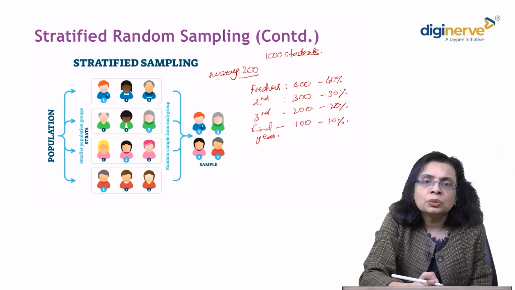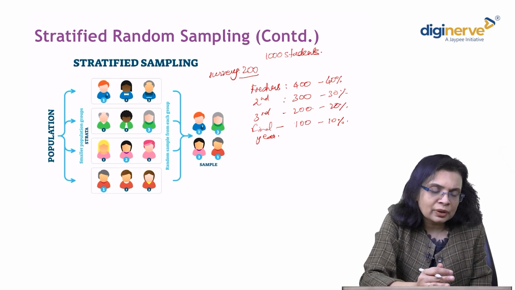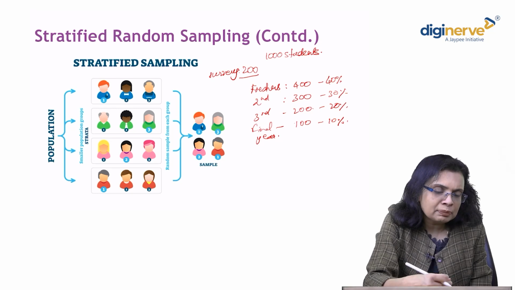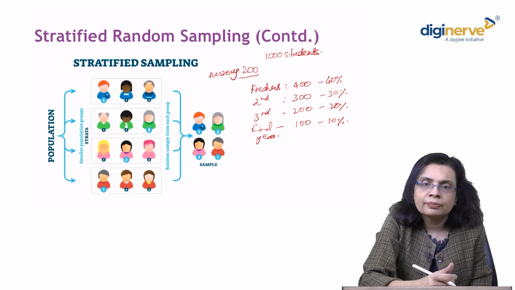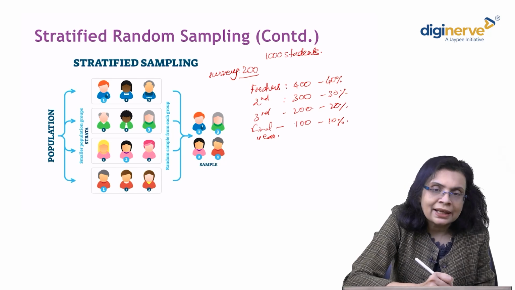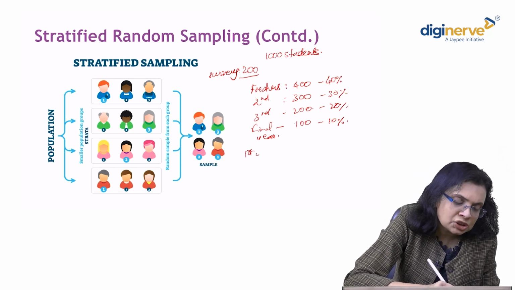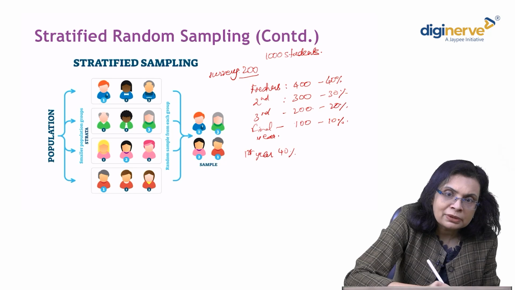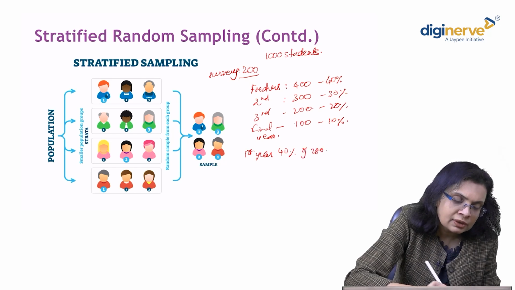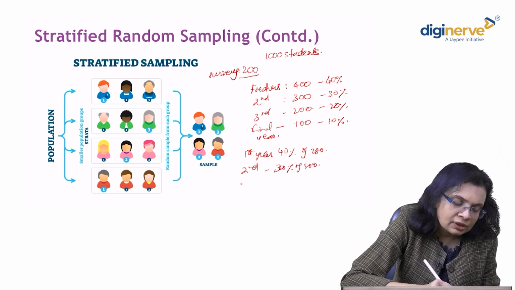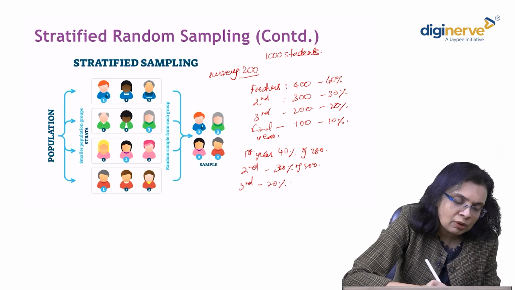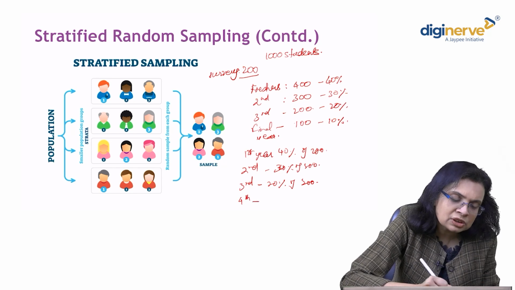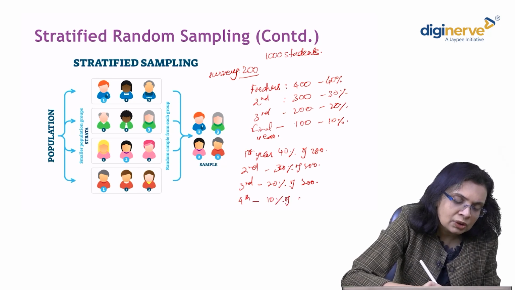So now you have to do a step-by-step process of proportional allocation. That is, your sample should be representative of all these strata. So when you are calculating the sample size, you will take first years, you will take 40% of 200. Second year students, you will take 30% of 200. Third year students, you will take 20% of 200. And fourth year or final year students, you will take 10% of 200.